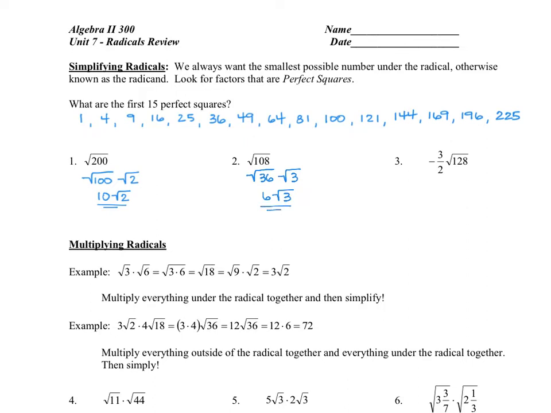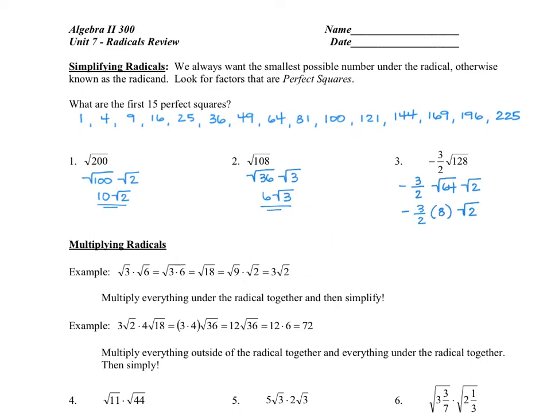If there's a number out front of the radical, that's fine. We just leave it until we have the radical simplified, and then we come back and multiply it in. So we'll leave the negative 3/2. We can simplify the square root of 128 into the square root of 64 and the square root of 2. The square root of 64 is 8, and we leave the square root of 2.